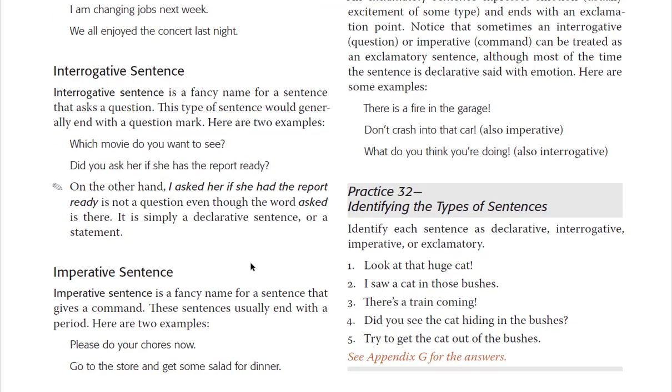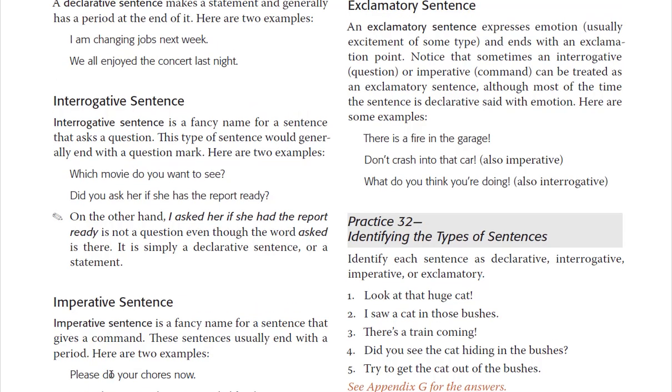An imperative sentence is when you tell someone to do something, when you're the one giving the order, and it implies you, the second person case. And it's used a lot in technical writing and process essays. So an imperative sentence is a fancy name for a sentence that gives a command. These sentences usually end with a period. Please do your chores now. Go to the store and get some salad for dinner.